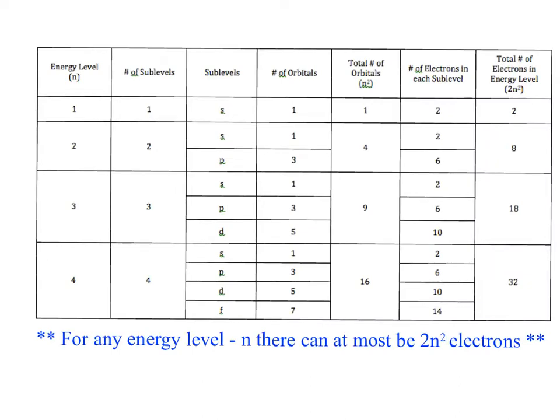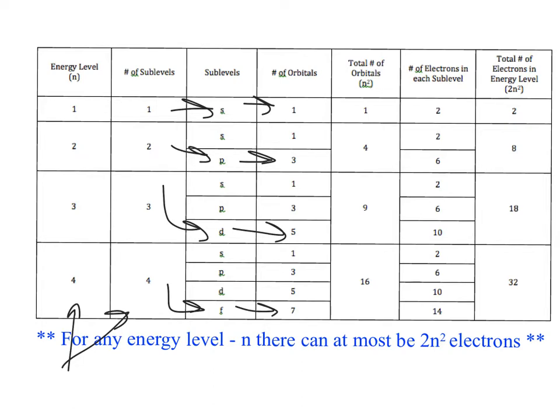Which brings us to our fully completed chart. We know that for every energy level n, there are n sublevels that we can describe as S's, P's, D's, or F's, depending on energy level and how the progression has gone. We know based on those sublevel shapes and orientations, the number of orbitals. Every S has 1, every P has 3, every D has 5, every F has 7. From that, we can calculate the total number of orbitals in every single energy level as n squared. So 1 has 1, 2 has 4, 3 has 9, 4 has 16. And now we know that for every orbital, you can have 2 electrons. Every S can have 2. Every P can have 6. Every D can have 10.